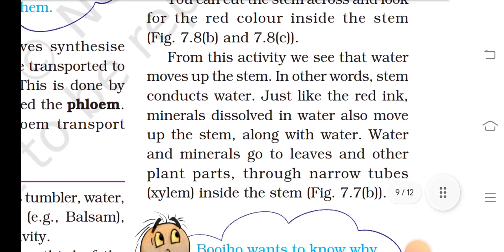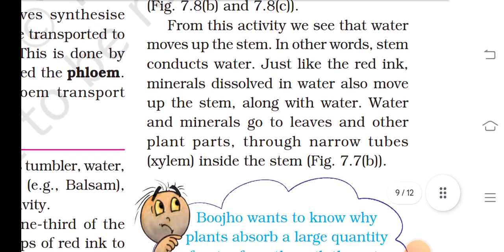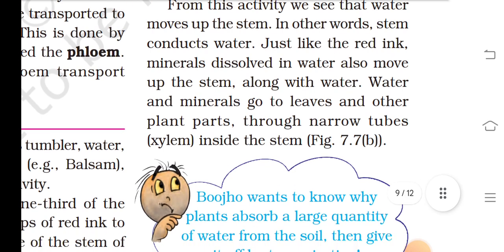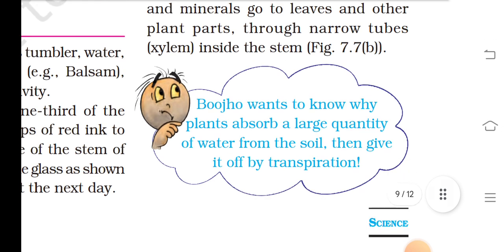From this activity, we see that water moves up the stem. In other words, the stem conducts water. Just like the red ink, minerals dissolved in water also move up the stem along with the water. Water and minerals go to the leaves and other plant parts through narrow tubes called xylem inside the stem. Boojho wants to know why plants absorb a large quantity of water from the soil.